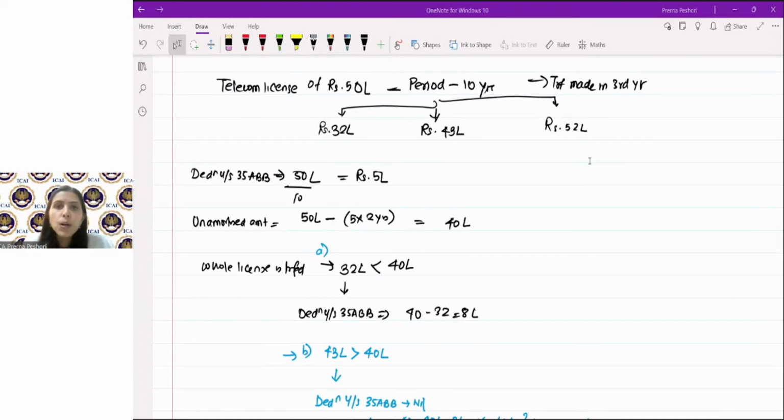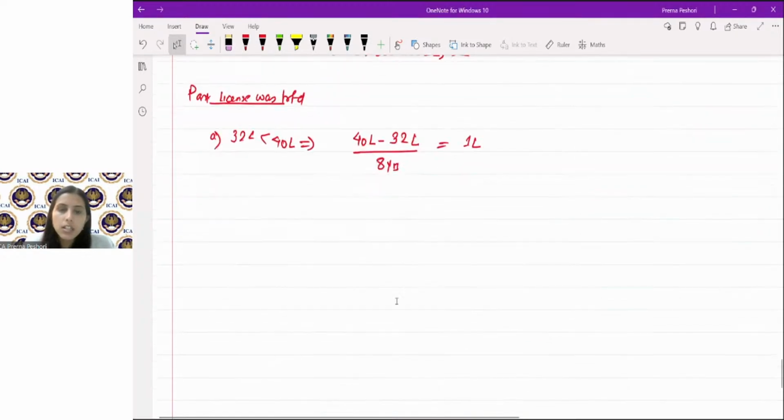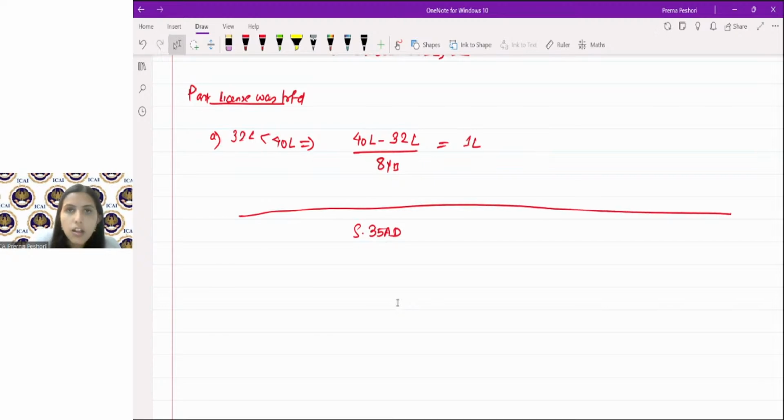Now, moving towards the next section, which is 35AD, which is for the investment linked deduction.